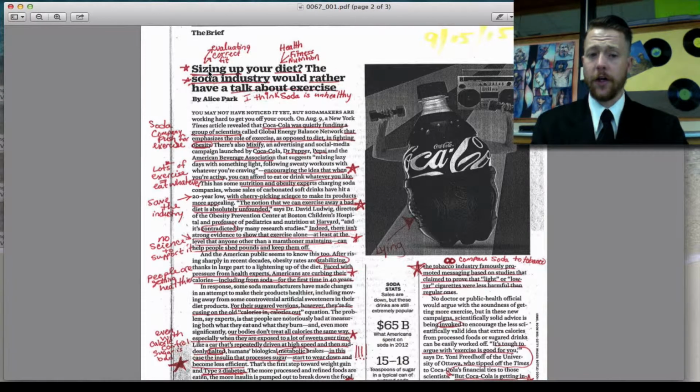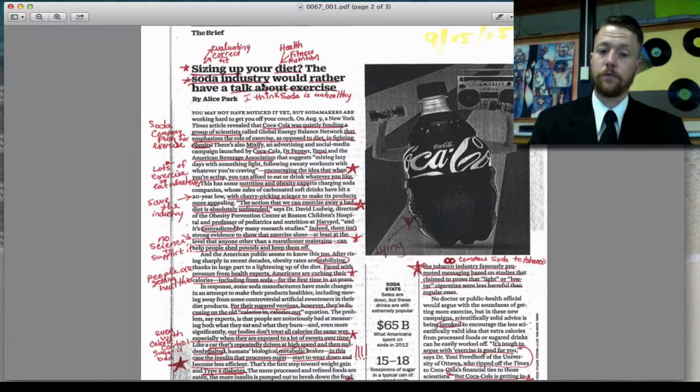So starting right with the title, don't let students skip over that. See what they can gather from the title. Sizing up your diet. Sizing up is evaluating, trying to find the correct fit, and diet makes me think health, fitness, and nutrition. In the very beginning of the title, I already have a sense of the topic of the article. Following that is the other part of the title. The soda industry would rather have a talk about exercise. I found both of those things important and essential to the text, so I put stars next to them.